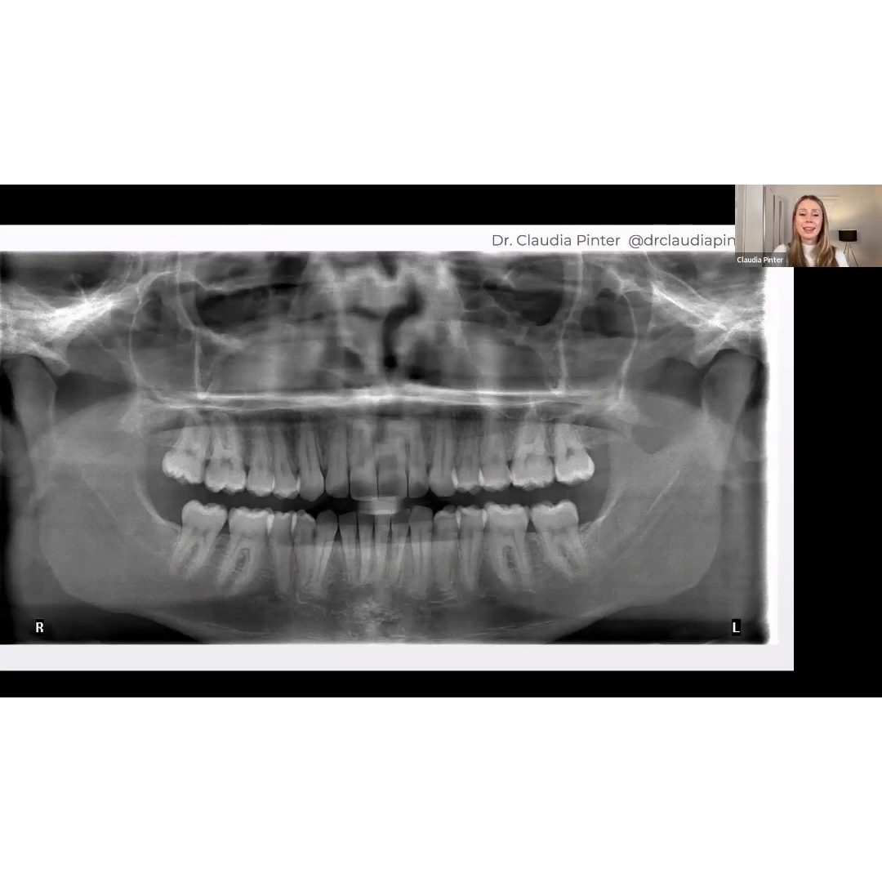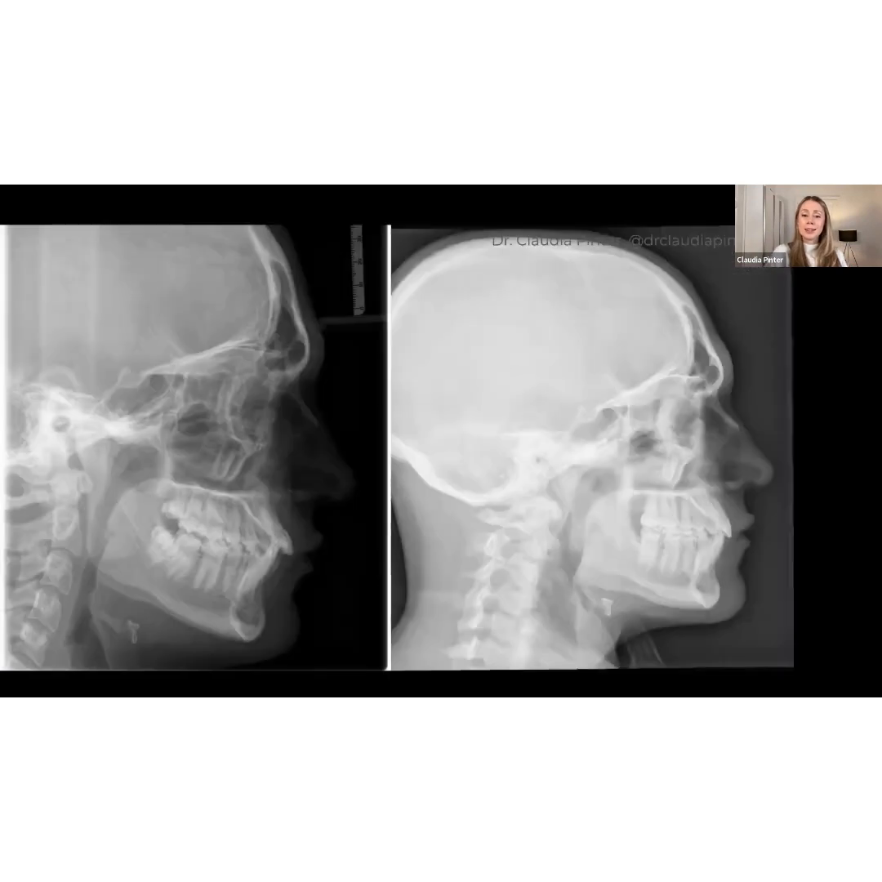Here's the panoramic X-ray. We have nice parallelism in the upper jaw of the roots. Wisdom teeth were extracted. This is important. Whenever we distalize, make sure that the wisdom teeth are gone, so we have the space to distalize. And the cephalometric X-ray before and after. So before, we have these proclined incisors, and after treatment, the inclination was improved.